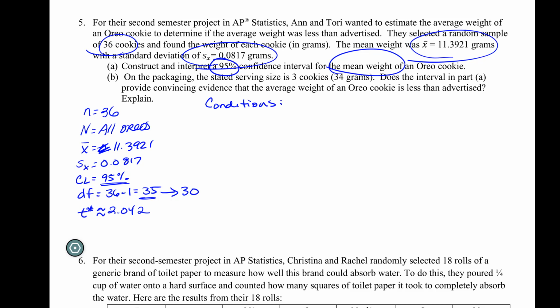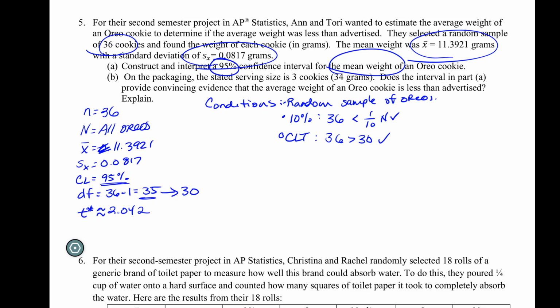So conditions, these are actually going to go a lot faster, guys, especially from what you're used to recently. We had a random sample of cookies, right? We had a random sample of Oreos. We had our 10% condition. We know that's going to be satisfied because I'm hoping that they make a lot more than 360 Oreos. And then we have to check our CLT, or population being normal. Well, our CLT is satisfied. 36 is indeed greater than 30. So that's satisfied. Look at that. Conditions done without a problem.